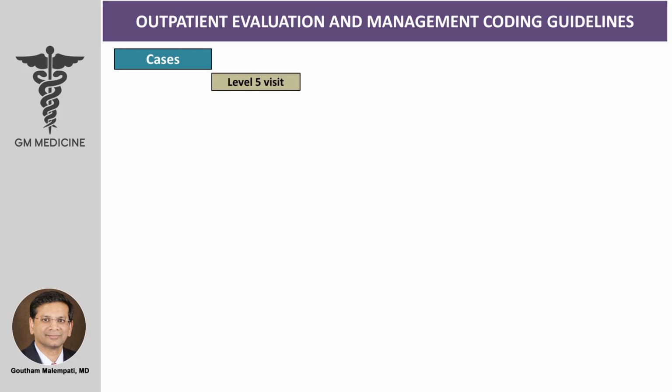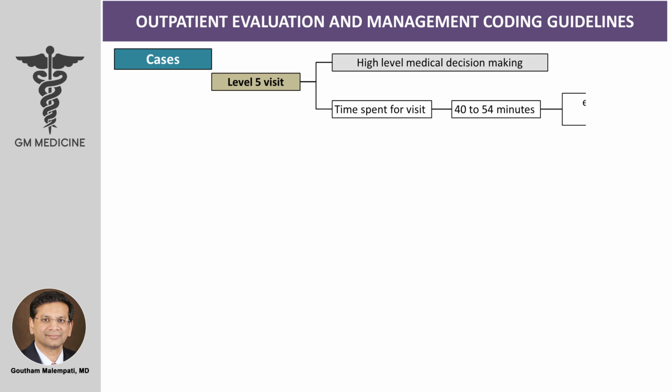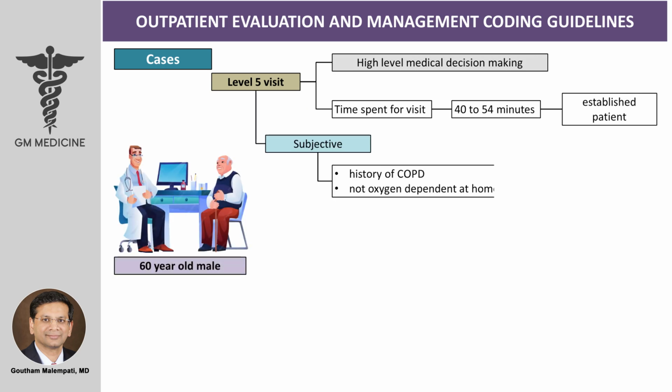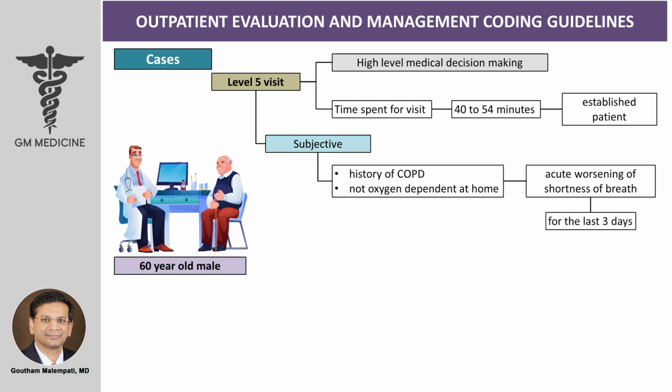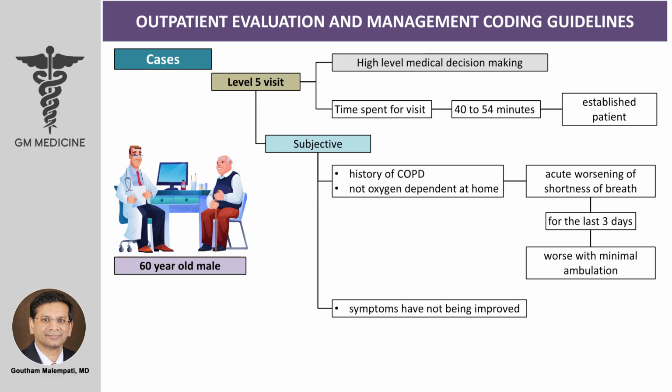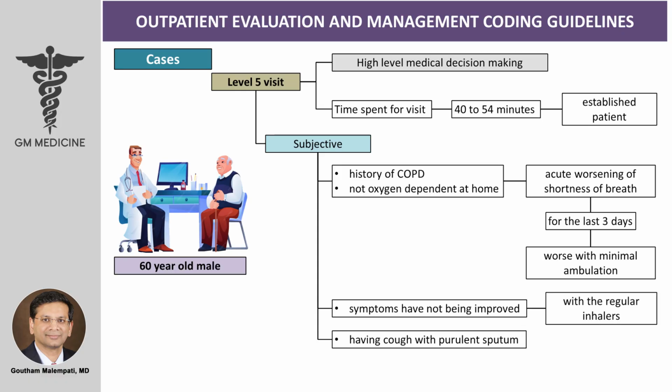Level 5 visit, which involves high-level medical decision making. Time spent for this visit would be 40 to 54 minutes for an established patient. Example. Subjective: a 60-year-old male with history of COPD, not oxygen dependent at home, comes to the office with acute worsening of shortness of breath for the last 3 days, that is worse with minimal ambulation. His symptoms have not been improved with the regular inhalers. He's been having cough with sputum. He denies any chest pain.